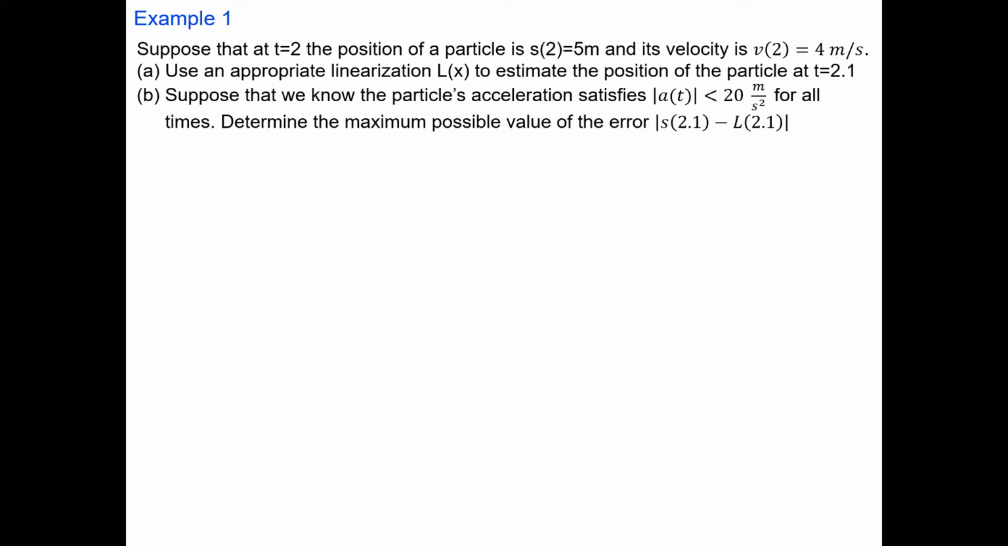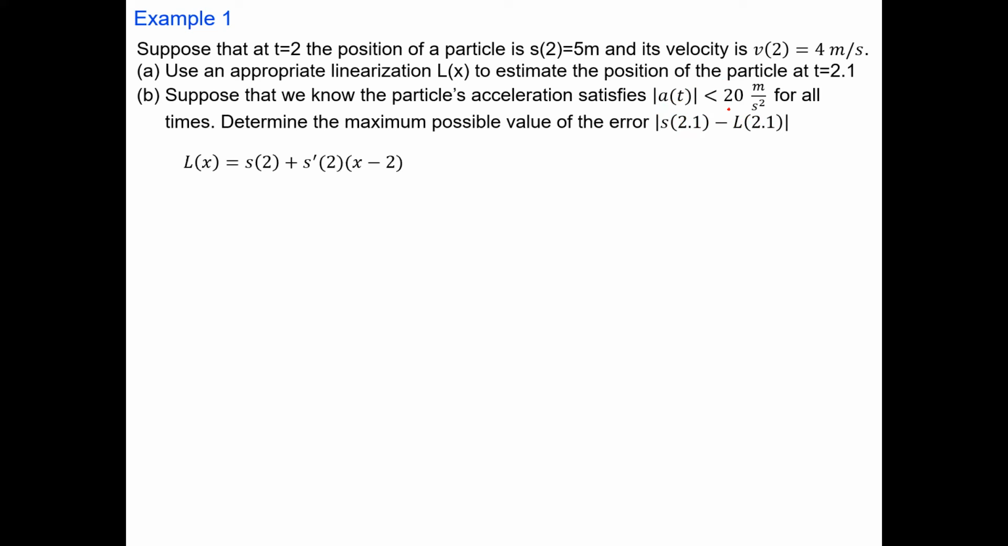Now, B, suppose that we know the particle's acceleration satisfies this inequality: acceleration is less than 20 meters per second squared for all times. That means acceleration is the second derivative, and the maximum value is almost 20. All of the other values are less. Determine the maximum possible value of the error in this approximation. We can see this is the actual value, this is the linearization. When we take the difference, we have this small gap, and we know how to estimate this error, the error bound theorem.